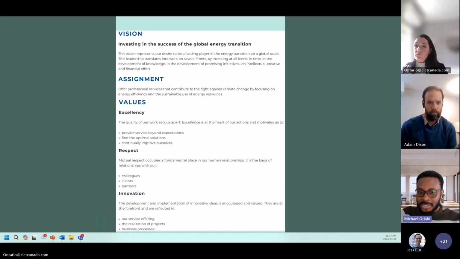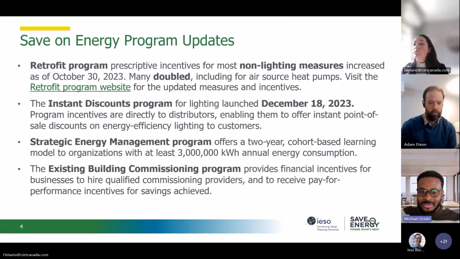Some changes made to the retrofit program are we reintroduced the custom track in May of last year. Also, many of our incentives doubled, tripled, a few quadrupled, and that includes many HVAC measures, including air source heat pumps.